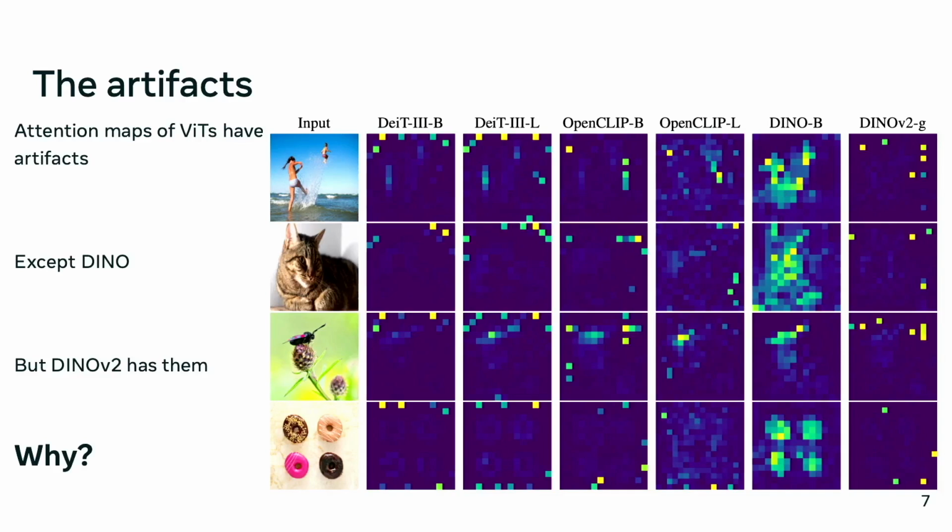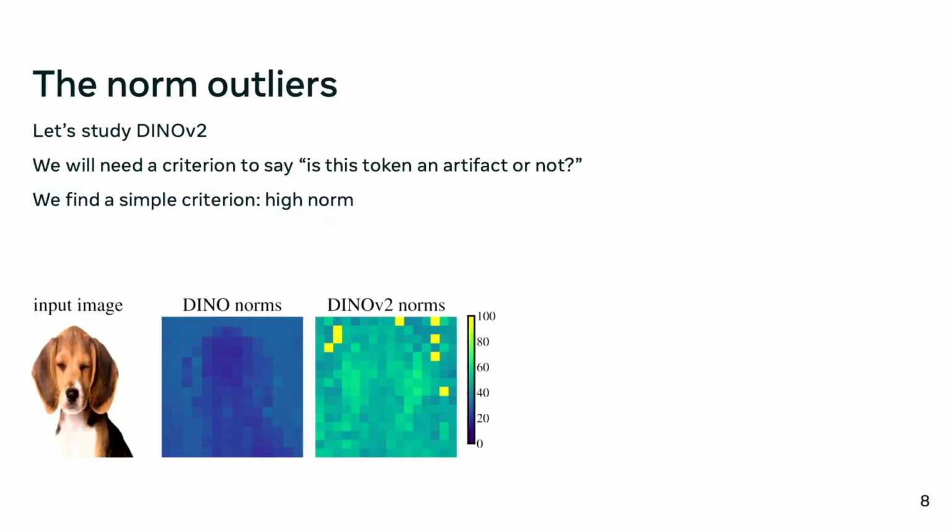But then Dino V2, when we did that, it looks bad again. So there's really some weird things happening here, and the whole question basically sums up to what is going on. So what is going on? To find out, we're going to try and study the artifacts. First thing, I want to detect them. I want to have a criterion to say, okay, this patch, I consider it an artifact.